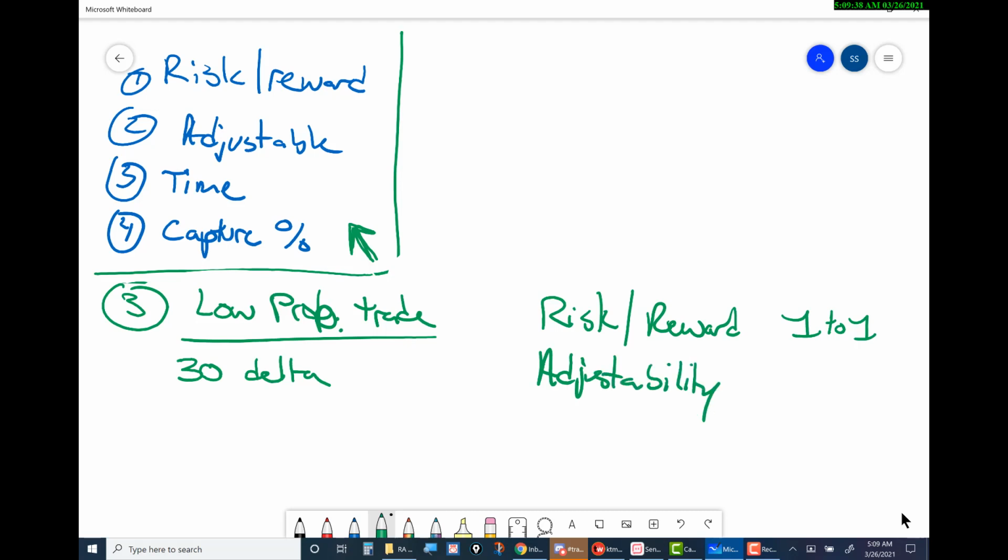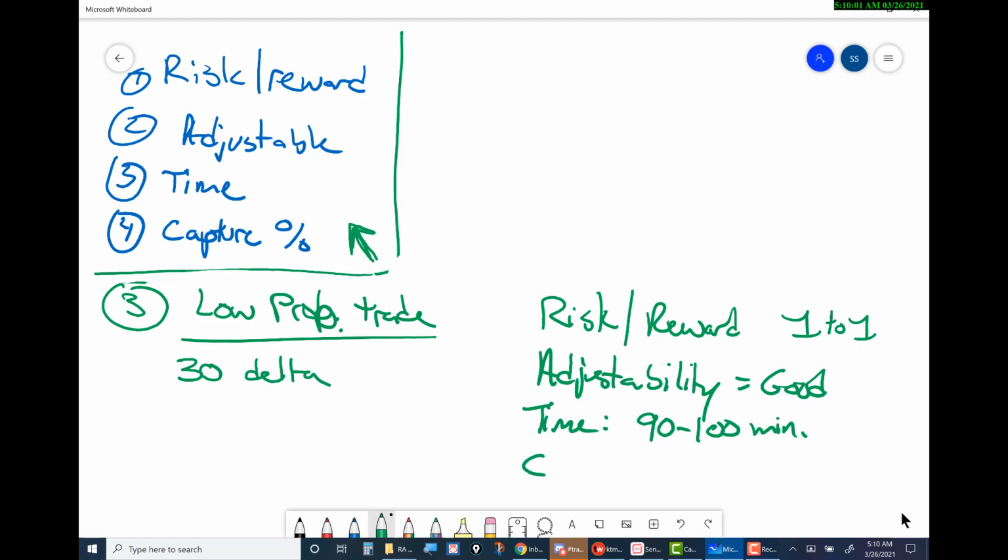Adjustability on this is really good. These are pretty easy to adjust. Okay, time frame. How long are we usually in a low probability trade? Well, you only want to be in these types of trades for maybe 90 to 100 minutes. Okay, less than 2 hours.